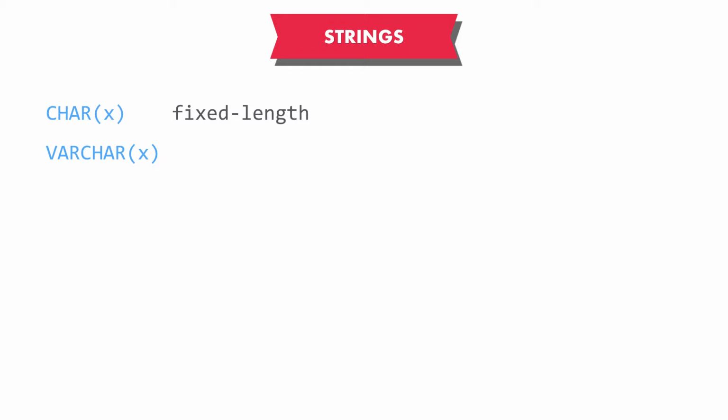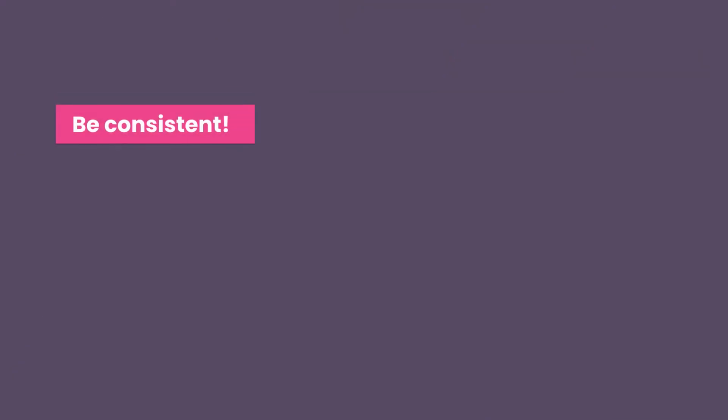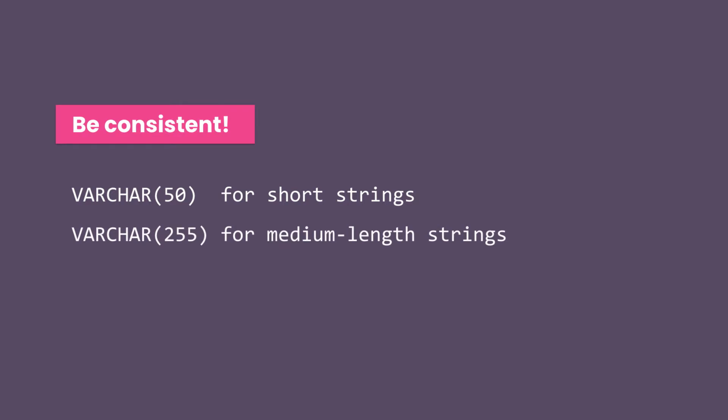I personally like to use a standard length for most of my varchar columns. For example, I use 50 for short strings like usernames and passwords, and 255 for longer strings like addresses. This consistency simplifies the maintenance of your databases. You don't have to constantly check the lengths of each column.